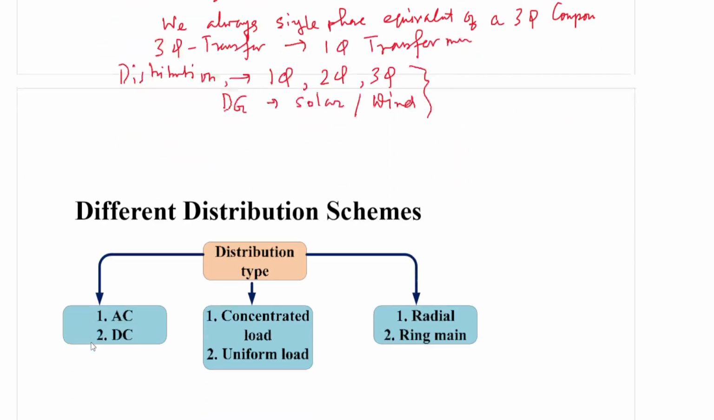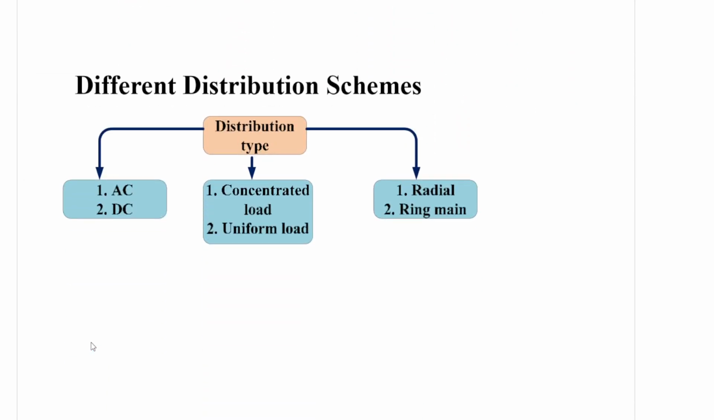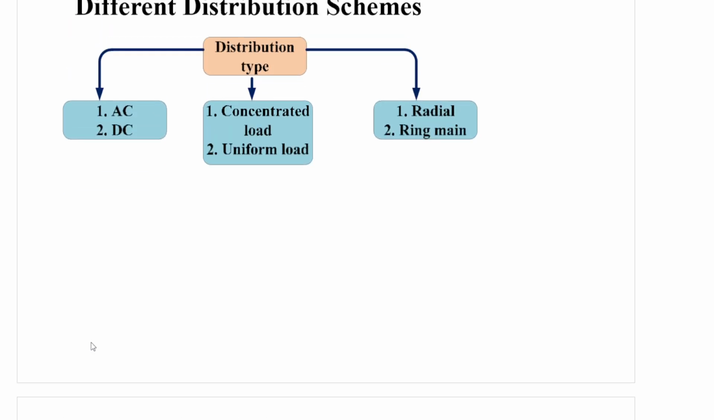Now, before studying the distribution network in a detailed way, we should look at the different distribution types. First of all, depending on the type of supply on the distribution side, we can classify it as an AC distribution system or a DC distribution system. Again, depending on the type of the network, we can classify our distribution system into radial or ring main.